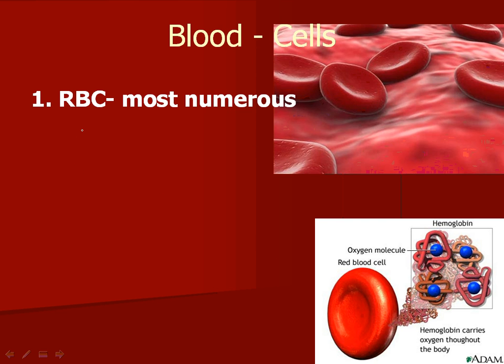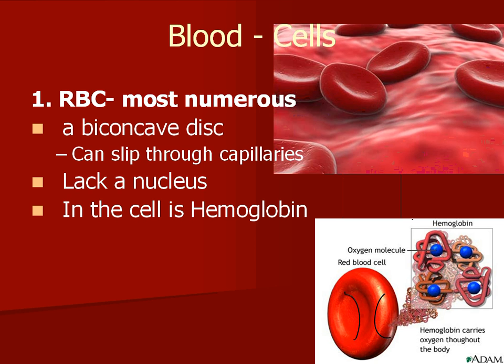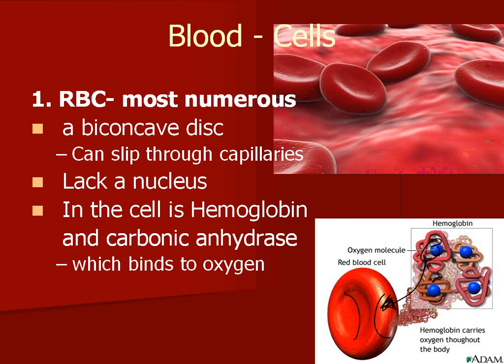Let's look at the cells. Red blood cells are the most numerous. They have this unique shape, which is biconcave. So if you look at it, it's concave on both sides. This facilitates the ability to go through the capillaries. They're really small, and so it makes this smaller shape in order to fit through. They lack a nucleus also in order to create this smaller shape. And as we know, hemoglobin is actually inside these blood cells, so it's not in the plasma like some of the other blood proteins are.